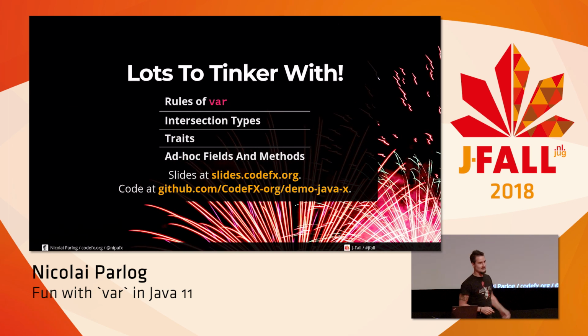So first, as I said, some rules, how to use it. Then we're going to look into intersection types and traits, two things that you may or may not know from other programming languages, and we can see how we can shoehorn them painfully into Java. And we're going to do that. And then maybe ad hoc fields and methods, although there's a fair chance that we don't get to that.